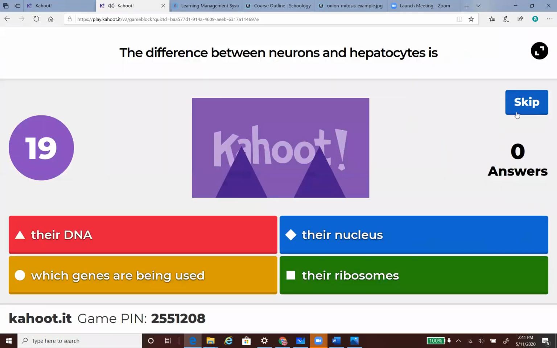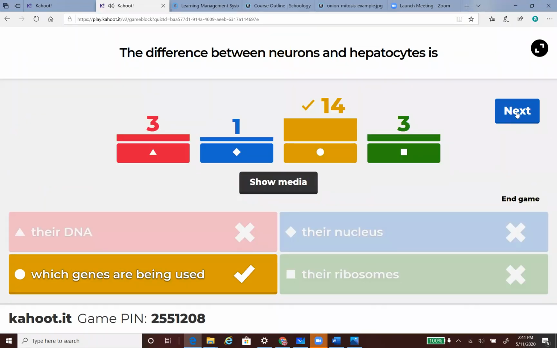Hepatocytes are liver cells, but you don't need to know that to answer this question. Number of specialized cells. What makes cells different from one another? Yeah, it's their genes. Their DNA is pretty much the same. It's the genes that are being used. That's what makes them different.